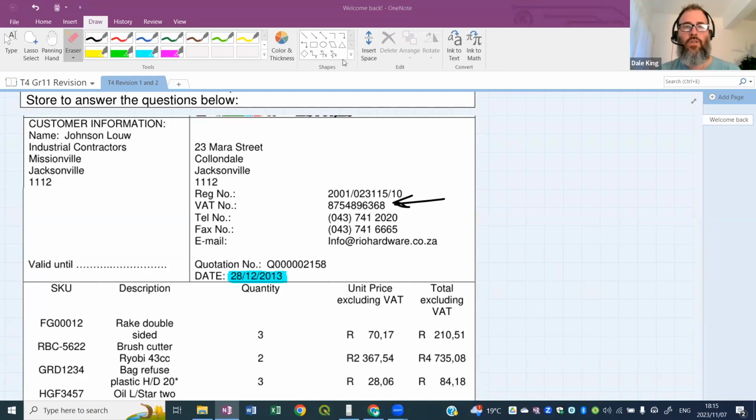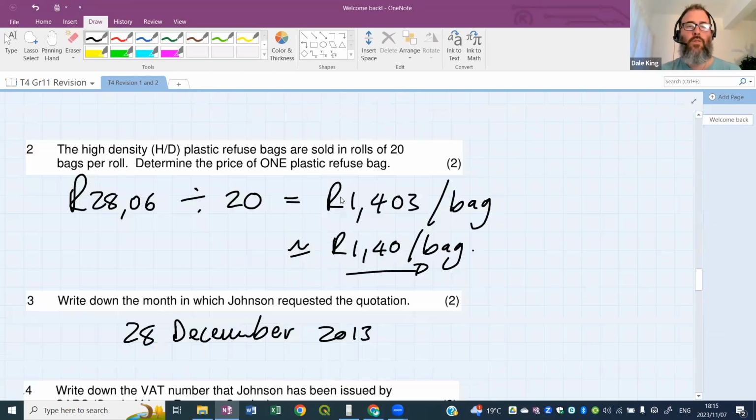Yes, sure, you guys typed that out very quickly. All right, yes, that's the one, 875489638368. That is the only VAT number on this quotation, but it's not for Johnson. It's for Rio Hardware. So the question is mistaken there. But yes, you guys are correct. That is the VAT number that they're talking about. Okay, let's move on to the next question.